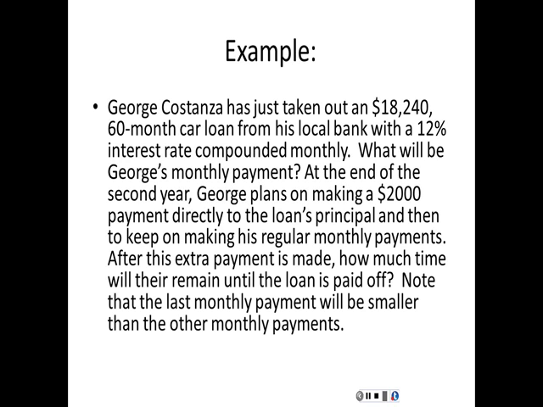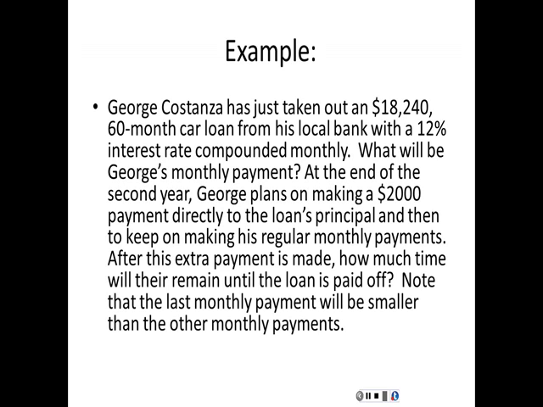If you look at Costanza, he's taken out a loan of $18,240. While he never received cash for this loan, he did receive value in that he got a new car. The terms of this loan are 60 months at a local bank with 12% APR interest compounded monthly. So right away we know we're going to have a monthly payment, a monthly interest rate, and we're going to make 60 monthly payments. So our first step is to solve for the payment.